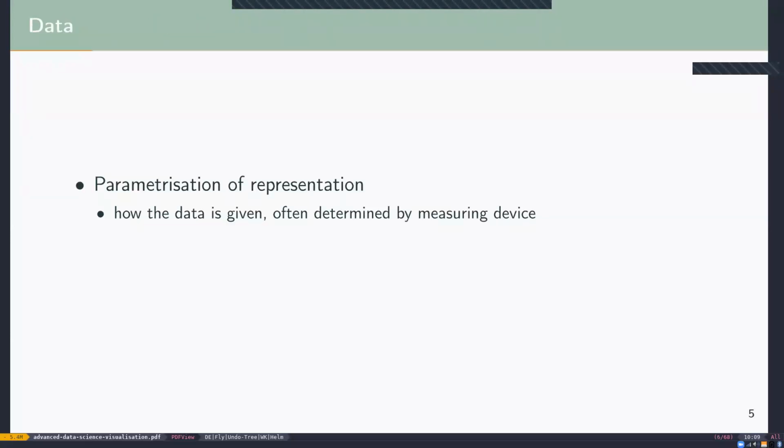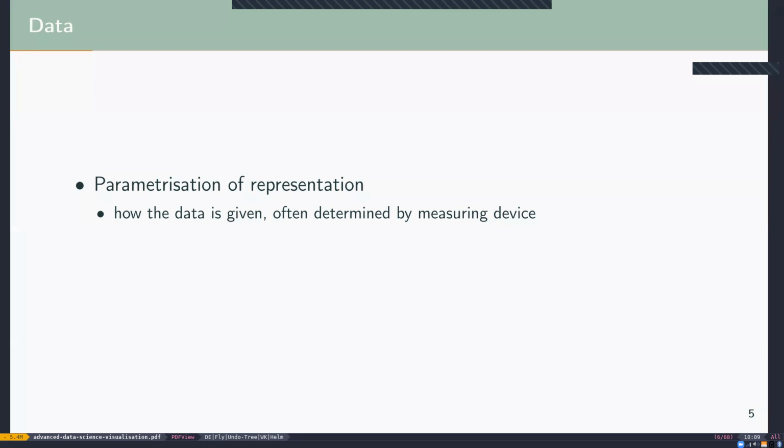We're going to try and think about two concepts of parameterization of data. We're going to think about the parameterization of the representation. That means, how is the data given to us, right? Most commonly, this parameterization is determined by how you've measured the data. The reason why Selma looks like that is because I used a camera, and the camera measured the light at each pixel.